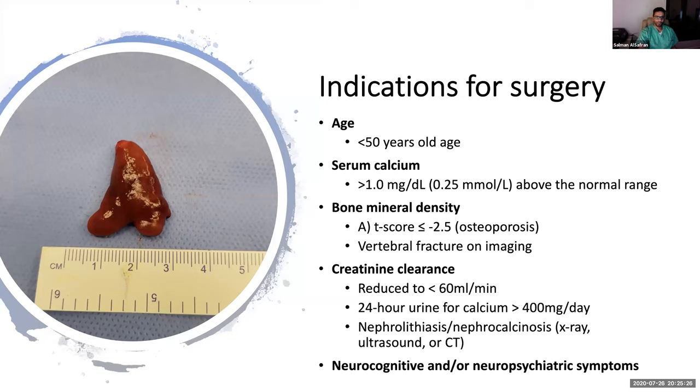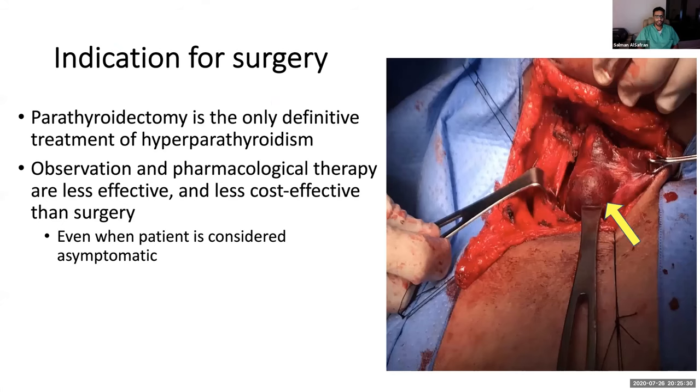Indication for surgery, again: parathyroidectomy is the only definitive treatment for hyperparathyroidism. Medical treatment only mitigates the problem, it will not solve the problem. To get a cure, you need to have your abnormal parathyroid gland or glands removed. Observation or pharmacological therapy is less effective and less cost-effective. Some of the medications are very expensive. And even with patients who are considered asymptomatic, surgery is the best thing for the patient.